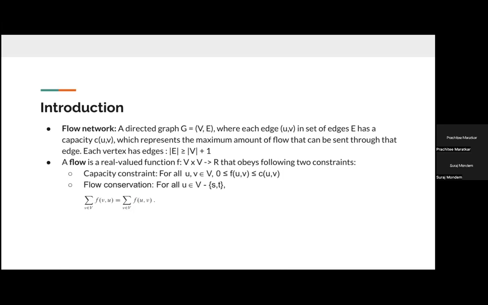Apart from this, there are two constraints that a flow in the network needs to satisfy. First is the capacity constraint, where the capacity of each of the edges in the graph has to be greater than 0, which implies that the flow should also be greater than or equal to 0 and cannot exceed the capacity which is stated for the edges. Another constraint is the flow conservation constraint, which states that the total flow into a vertex must be equal to the total flow out of the vertex, except for the source and sink vertices.